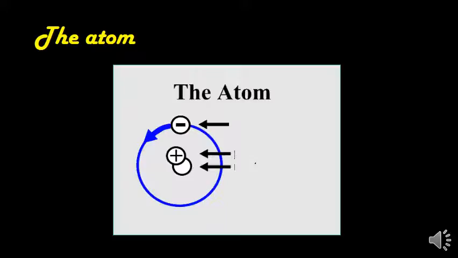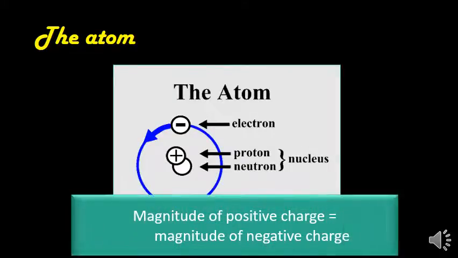Now to review, the electron has a negative charge, the proton has a positive charge, the neutron has no charge, and the proton and the neutron make up what we call the nucleus of the atom. Please note there is no nuclear membrane. Now the magnitude of the positive charge equals the magnitude of the negative charge.